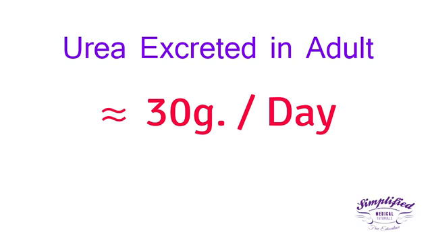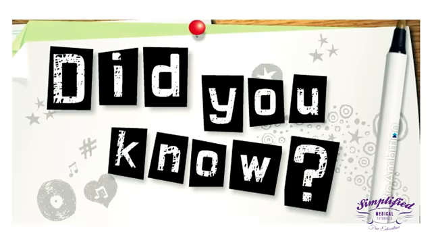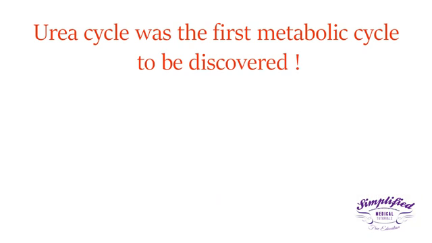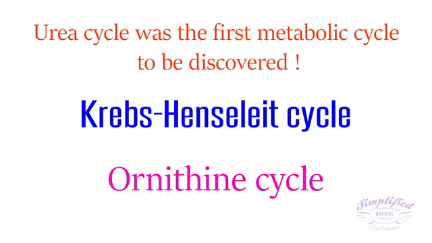The urea excreted each day by a healthy adult is about 30 grams and accounts for about 90% of the nitrogenous excretory products produced by our body. And by the way, did you know that the urea cycle was the first metabolic cycle to be discovered? It is known as the Krebs-Henseleit cycle, named after the scientists. As ornithine is the first member of the reaction sequence, it is also called the ornithine cycle.